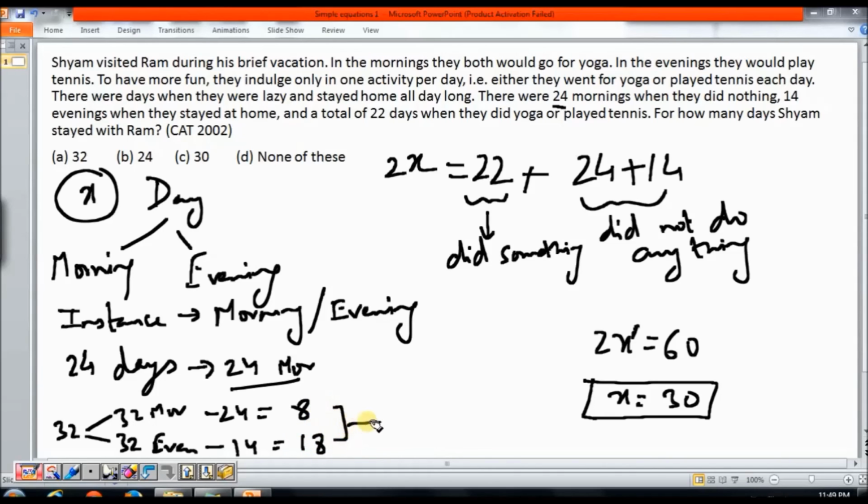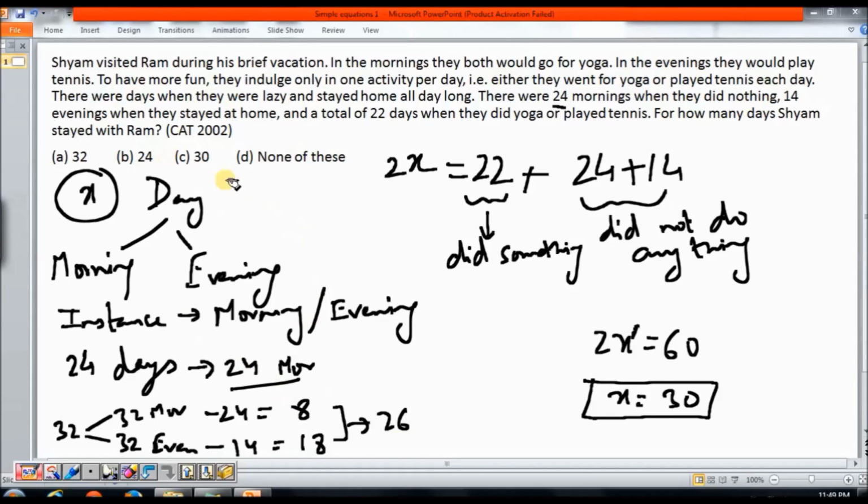So this total becomes 26. But I want them to be doing something on only 22 days. So either I can remove 4 instances or 2 days and get my answer as 30. Or another way is to just keep on trying options, which will not take a lot of time. Trying one option will take what, 20 seconds? So I can try all the options.